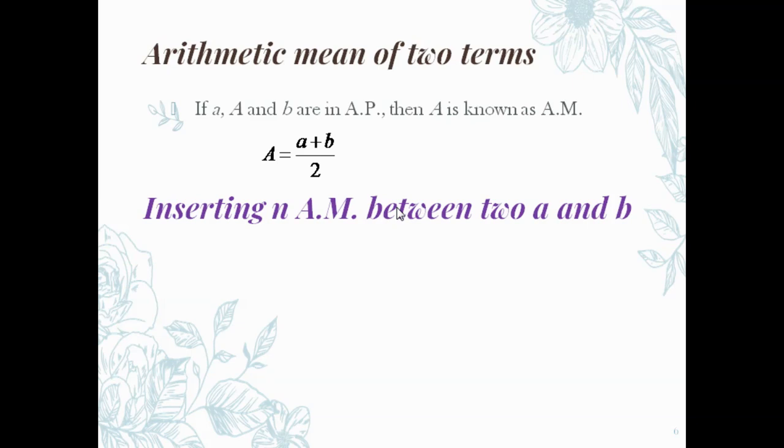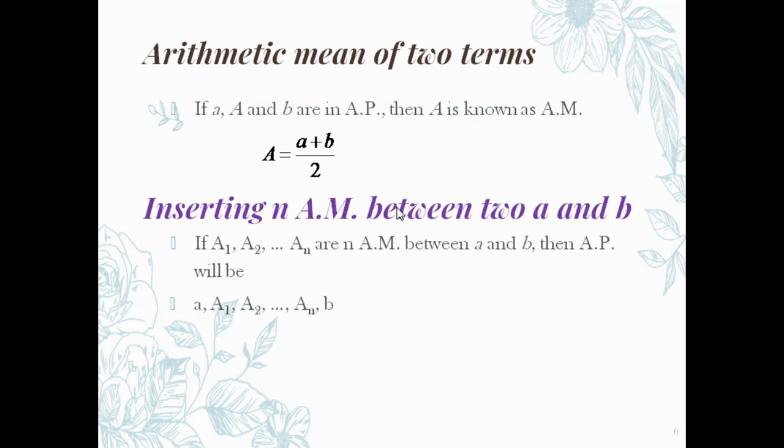Inserting arithmetic means between two terms a and b. If A1, A2, ..., An are n arithmetic means between a and b, then the arithmetic progression will be a, A1, A2, ..., An, b. Since d is the common difference, the common difference in this case will be given by b minus a upon n plus 1.